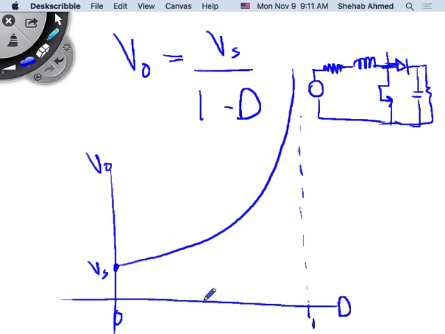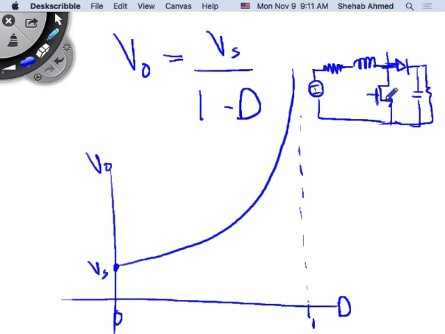Now, before I put this resistance, what was happening? Anytime I increased my duty ratio, meaning I kept the switch on for a longer period of time, I was storing more energy in the inductor. That means when I turned off the switch and allowed this energy to flow from the inductor and my input voltage source to the output, I was able to boost my output voltage, right?